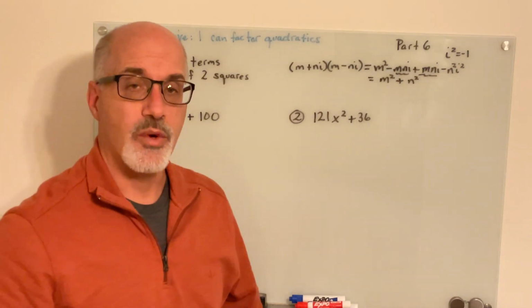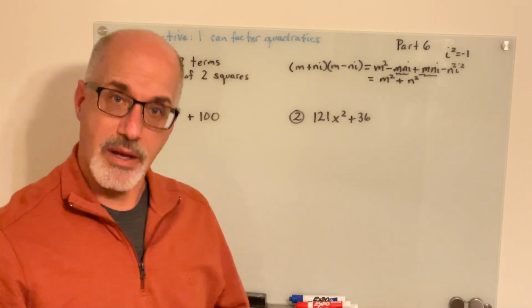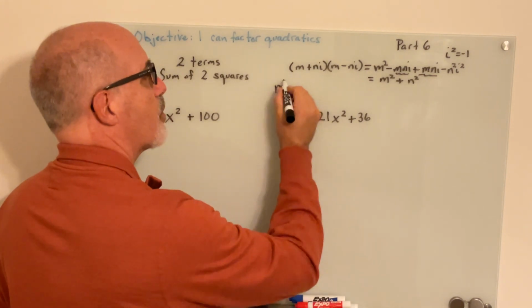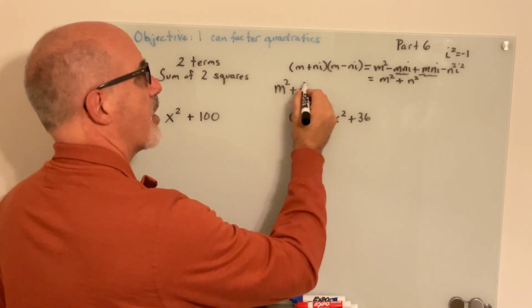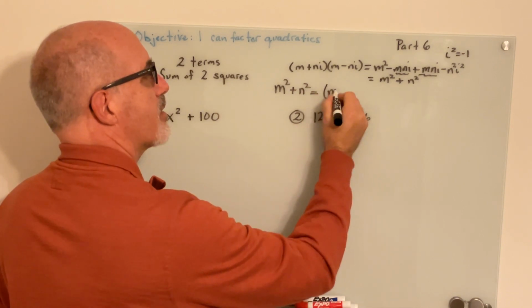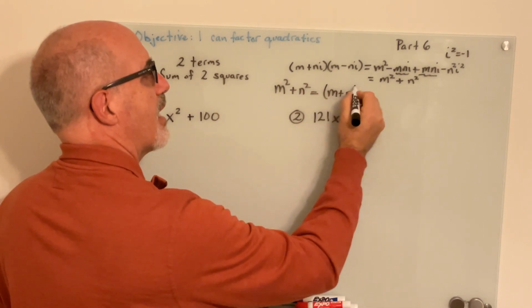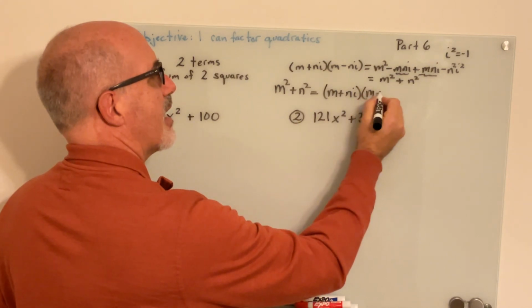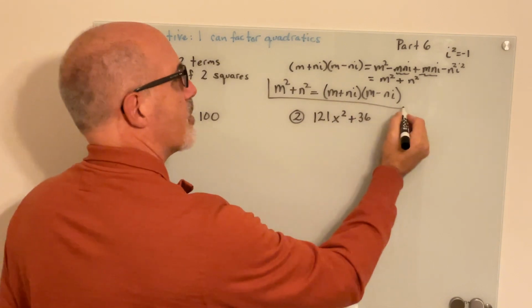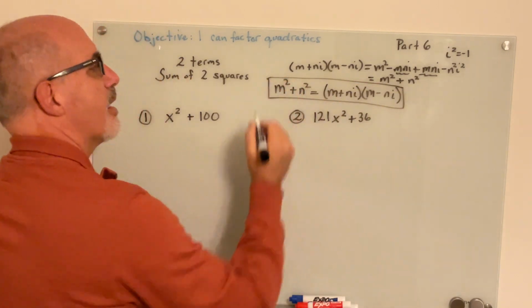So we can factor the sum of two squares if we use this pattern, m squared plus n squared equals m plus ni and m minus ni. And again, the plus and minus can be reversed if you want to. You can do it either way.